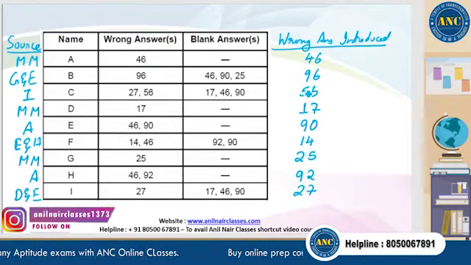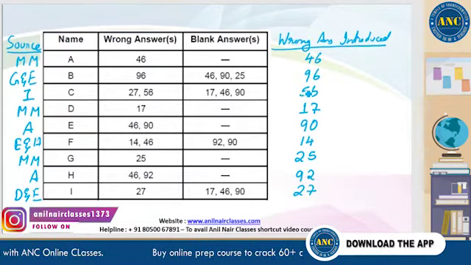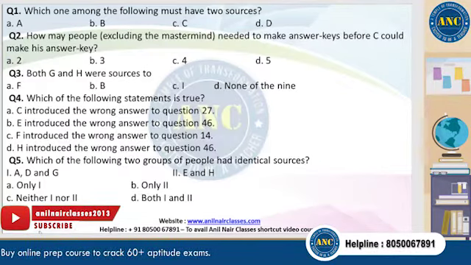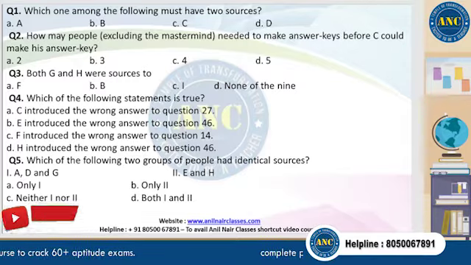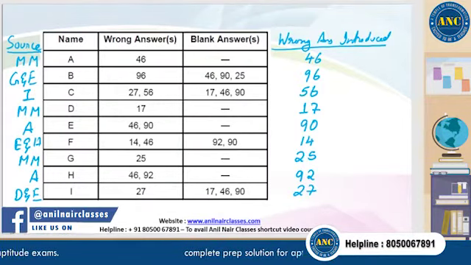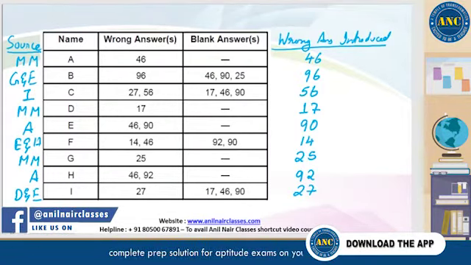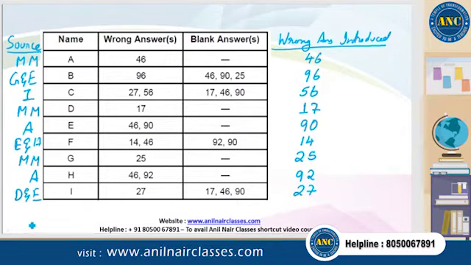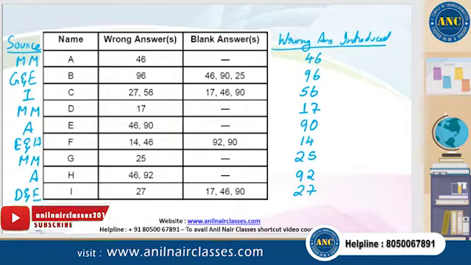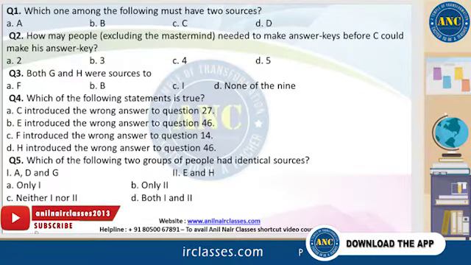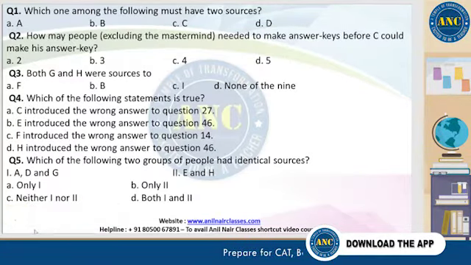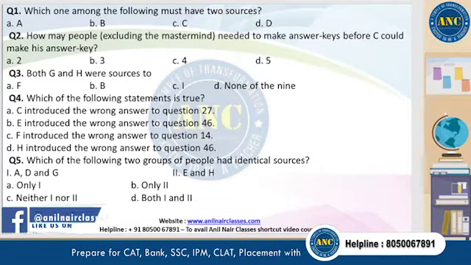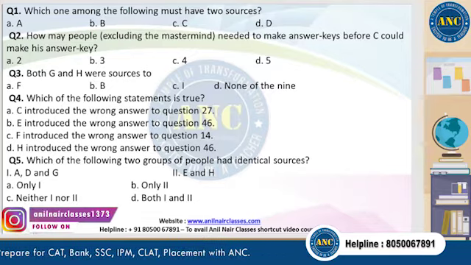So that's pretty much what we wanted in the data, and now we can go ahead and answer some of the questions. Which of the following must have two sources? You'll notice the two source people: B, F, and I. In this question, there's only one answer, so we're looking at B. Okay, let's move to the next part.